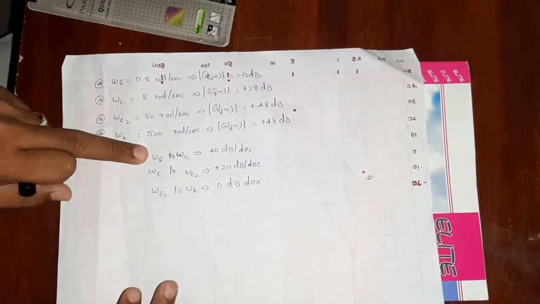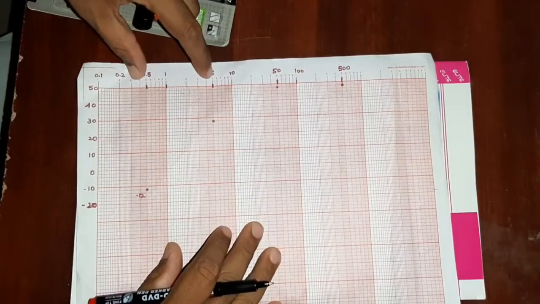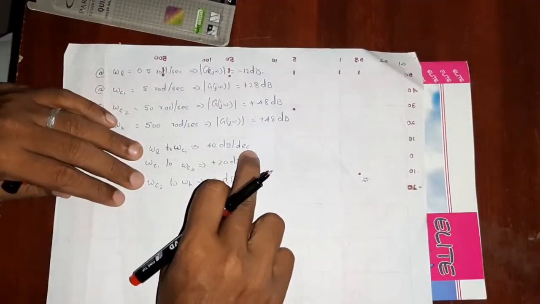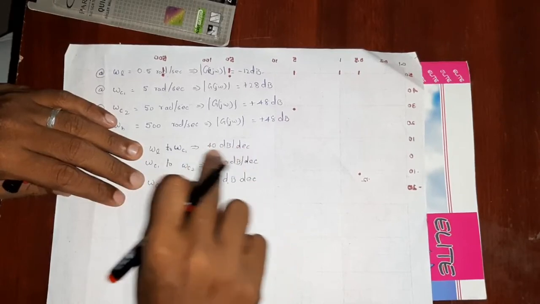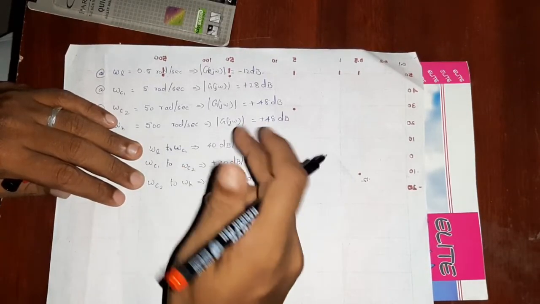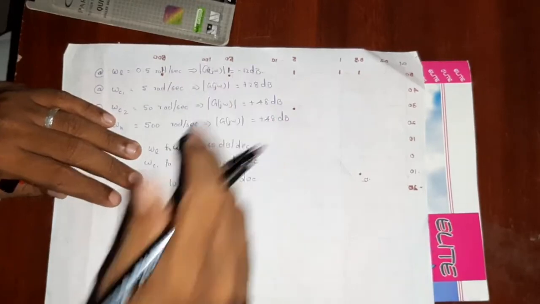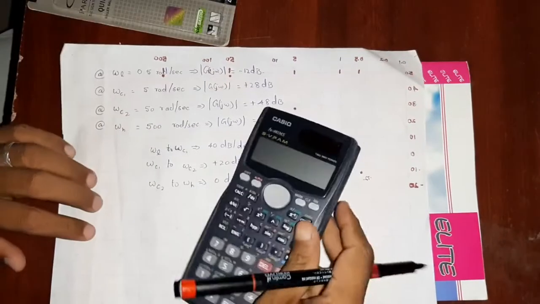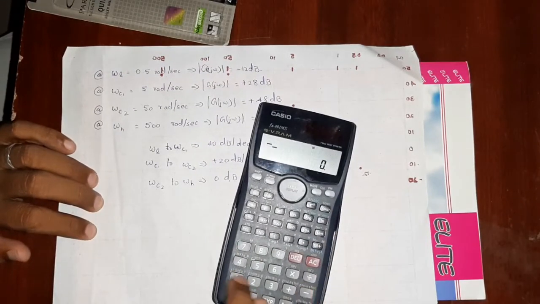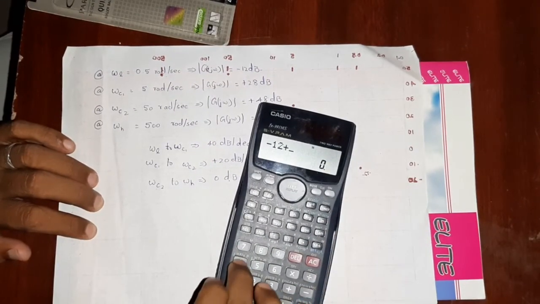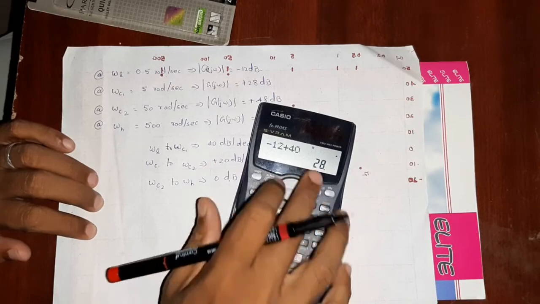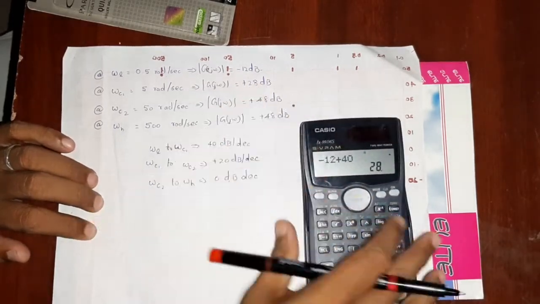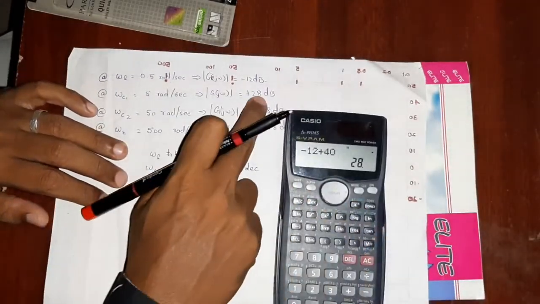From omega L to omega C1, it is a decade. So 0.5 to 5 is also a decade, and in this decade the slope is 40 decibel per decade. So I can add minus 12 to 40. Minus 12 plus 40 decibel per decade will give 28 decibel, right? So here I have plotted the 28 decibel.